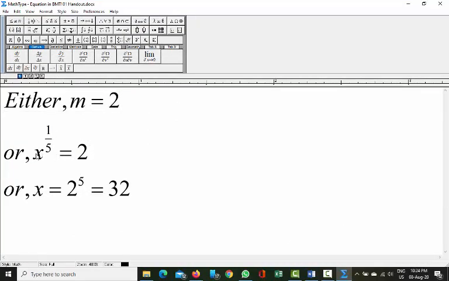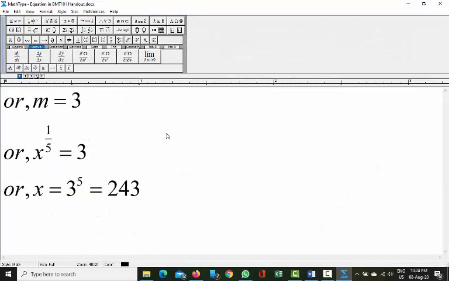So m means x to the power 1 by 5. We assume that x to the power 1 by 5 is equal to 2, which is m. Now if you move this power to the right hand side, it will reverse. So 1 by 5 will become 5 by 1, that means only 5. So 2 to the power 5 is equal to 32.